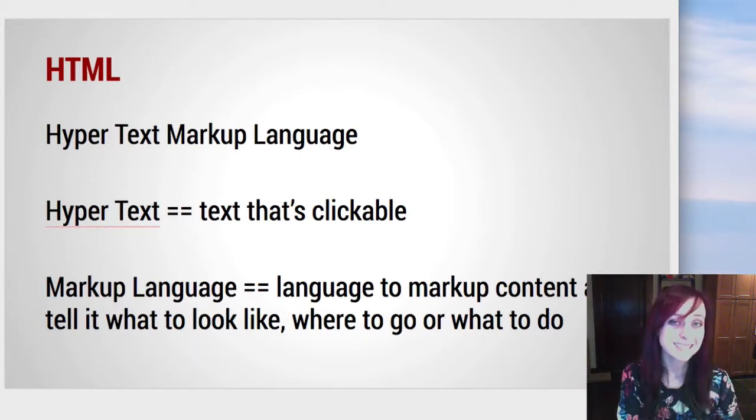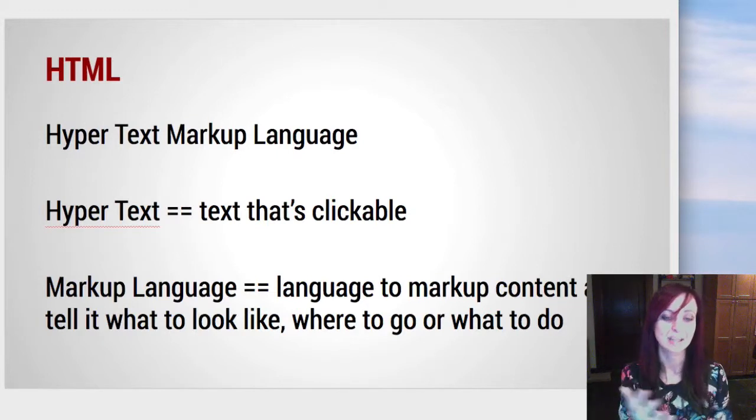So you could have buttons, or you could have pictures that you click that get larger. And this, of course, opened up lots of possibilities. So hypertext is text that's hyper, that's active. So text that's clickable. And markup language just means language to mark up content and tell it what to do, what to look like, or where to go.